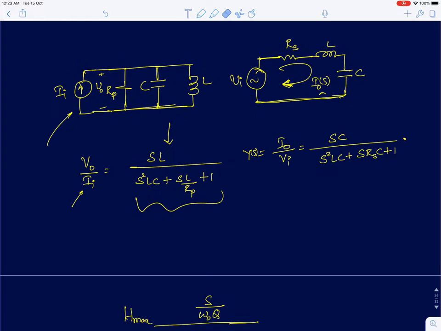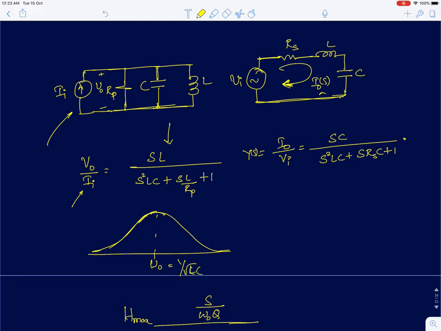And when we plotted this function, at omega equal to 0, it was 0. It reaches a peak value at omega equal to omega naught, and then it goes to 0 as omega tends to infinity, where omega naught was 1 by root LC.